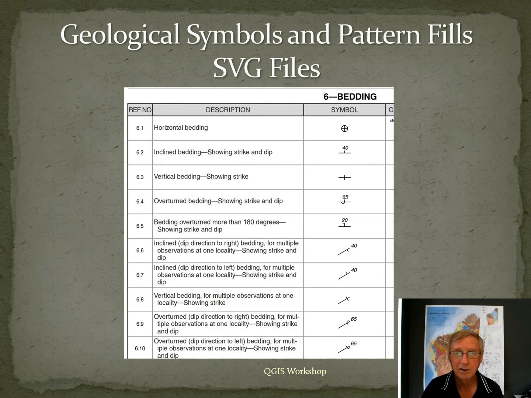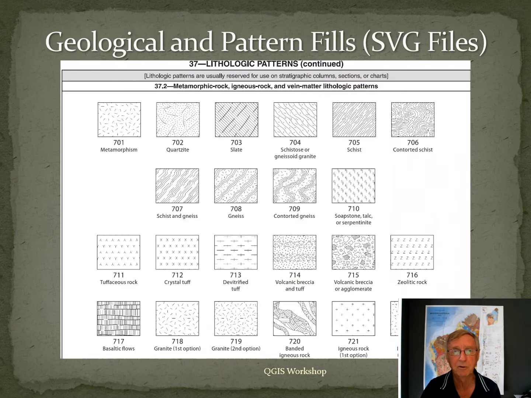Here's an example of some of the USGS symbols that have been created as SVG files. The file number is referred back to the reference number on the left-hand side of this table, and is based on the US publication FGDC Digital Cartographic Standards for Geological Map Symbolization. A copy of this is also available on my website for anybody who's interested. It goes through how all these symbols are created from a cartographic point of view.